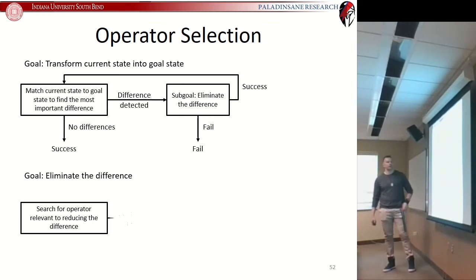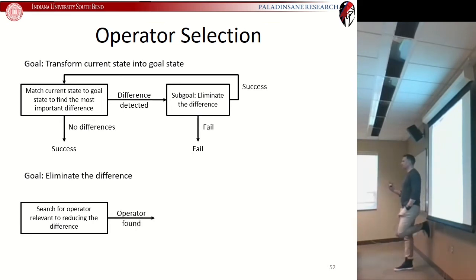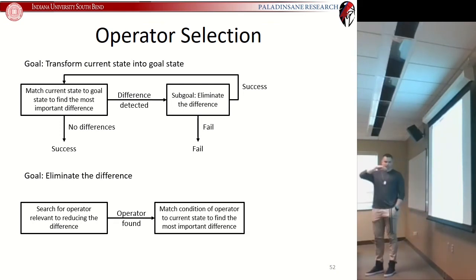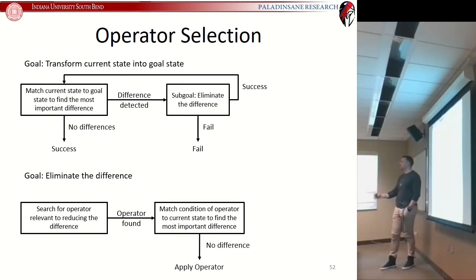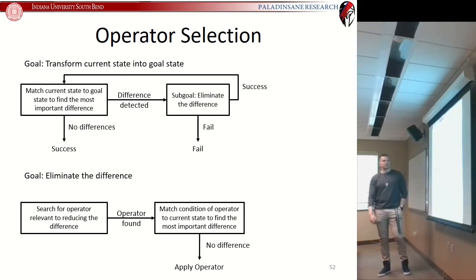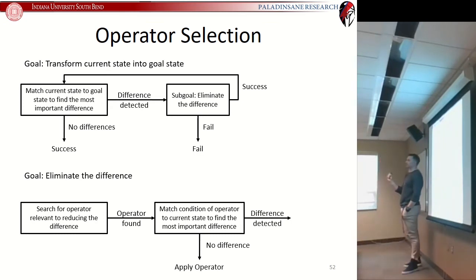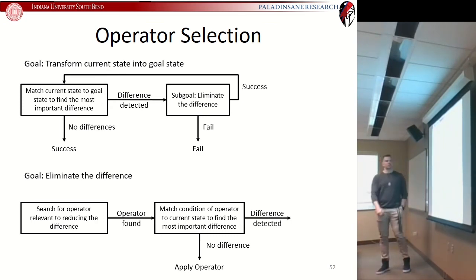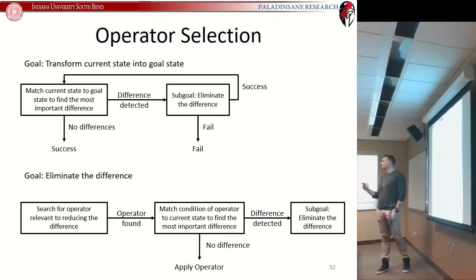So we search for it, and if we find that operator, if we say, yes, this is the move that I can do, then you basically apply that operator, and you match the condition of the operator to your current state, once again, to find that most important difference. And if there's no difference, you just apply the operator. You go right ahead and say, this is the move that I can make, and I'm going to make it. If you do detect a difference, however, you then have to eliminate that particular difference.